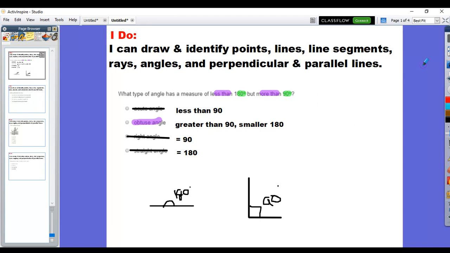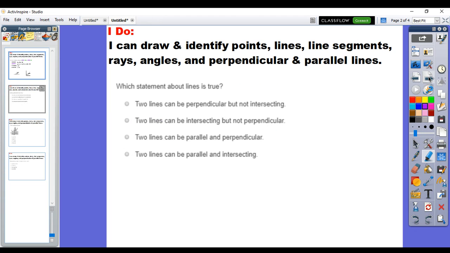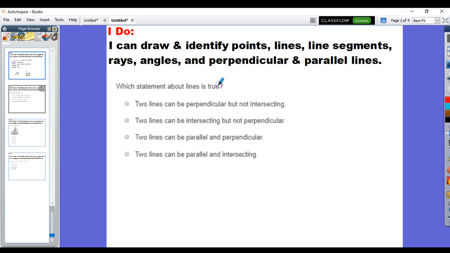All right, let's try another test style question using our geometry knowledge. Which statement about lines is true? So we're going to read these statements and we're going to visualize what they look like so we can determine which one is true.